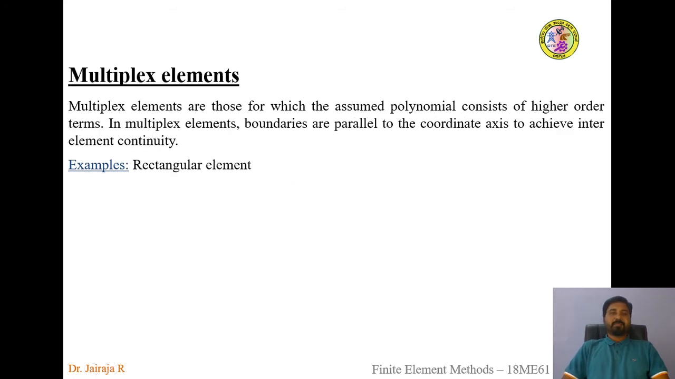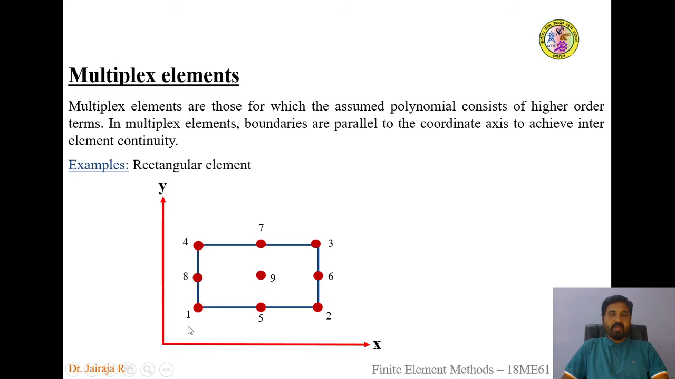Then multiplex elements. Multiplex elements are those for which the assumed polynomial consists of higher order terms. In multiplex elements, the boundaries are parallel to the coordinate axis to achieve inter-element connectivity. Example, rectangular element or quadrilateral element. This element contains four corner nodes, node 1, node 2, node 3 and node 4, and four mid nodes, node 5, node 6, node 7, node 8, and one more additional node is introduced at the center of the element. Multiplex elements are almost similar to the complex element.